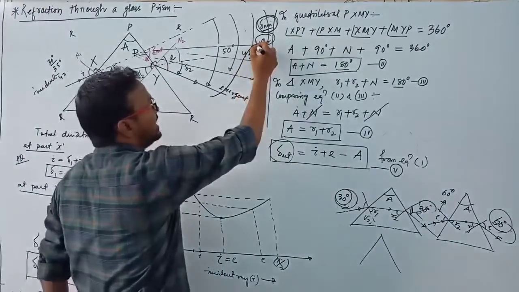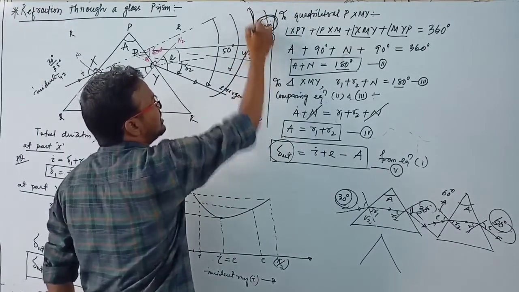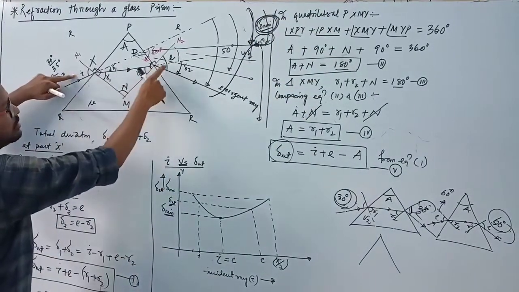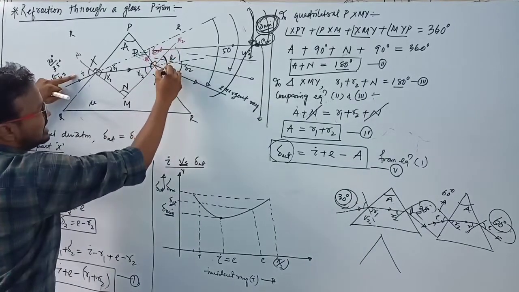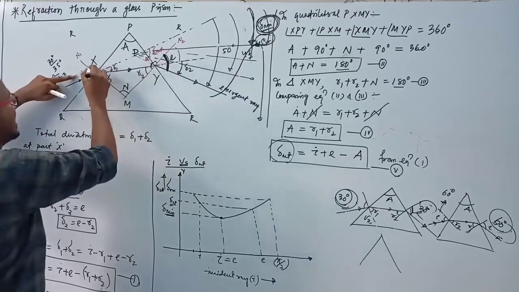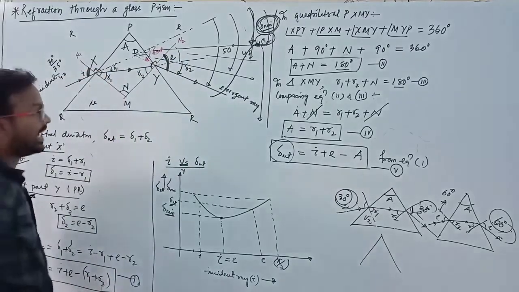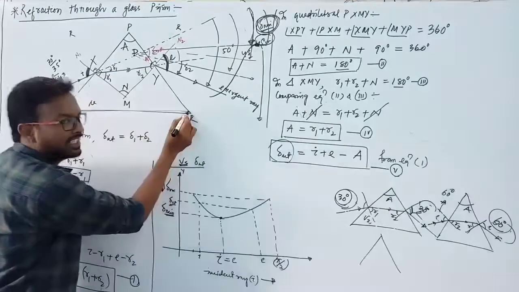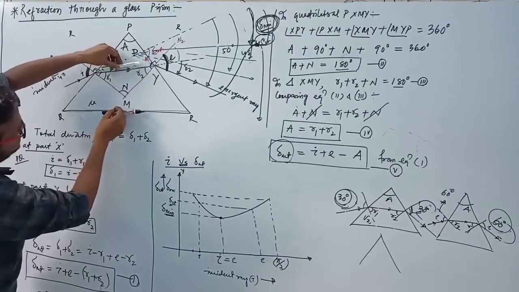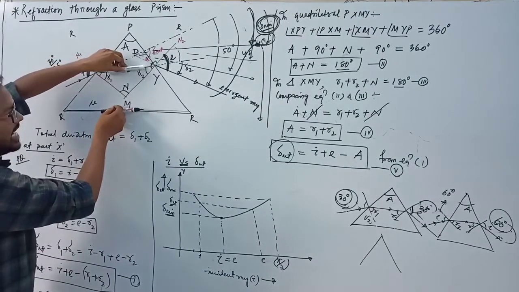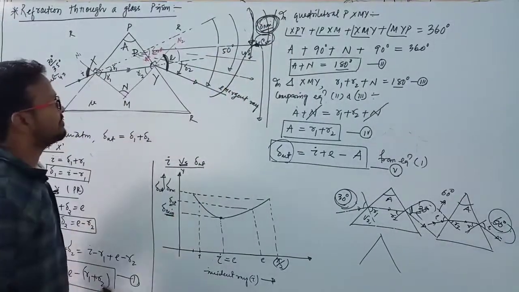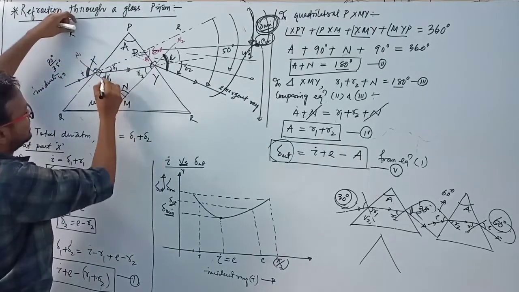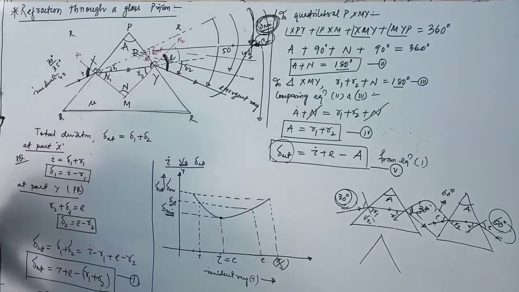Clear? And where the deviation is minimum, this is the minimum deviation, and at that time the angle of incident is equal to the angle of emergent. At that time the refracted ray is parallel to the base, this is the base. This refracted ray is parallel to the base at the time of minimum deviation. And there is also another condition. If these two rays are parallel to each other, at that time this R1 and R2 are also equal.